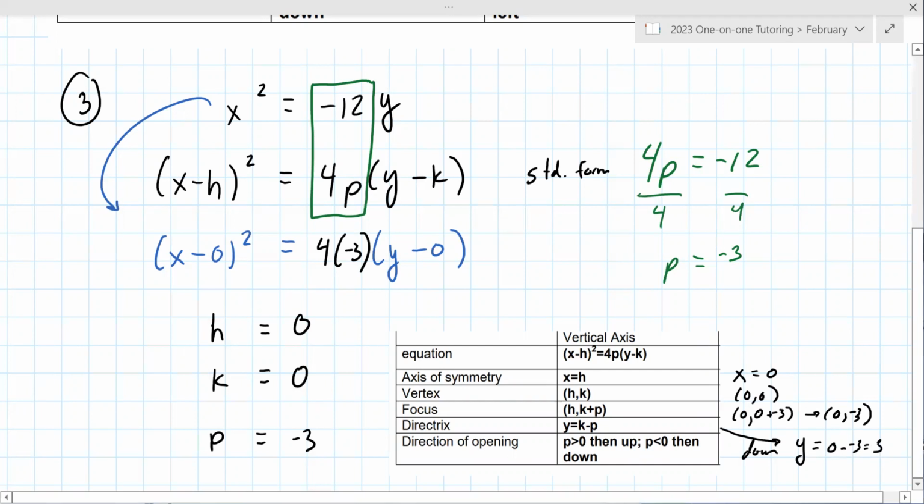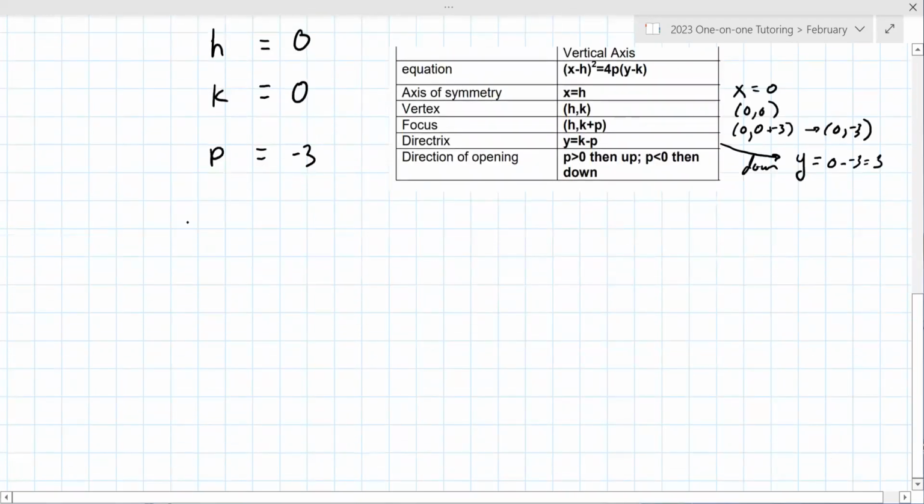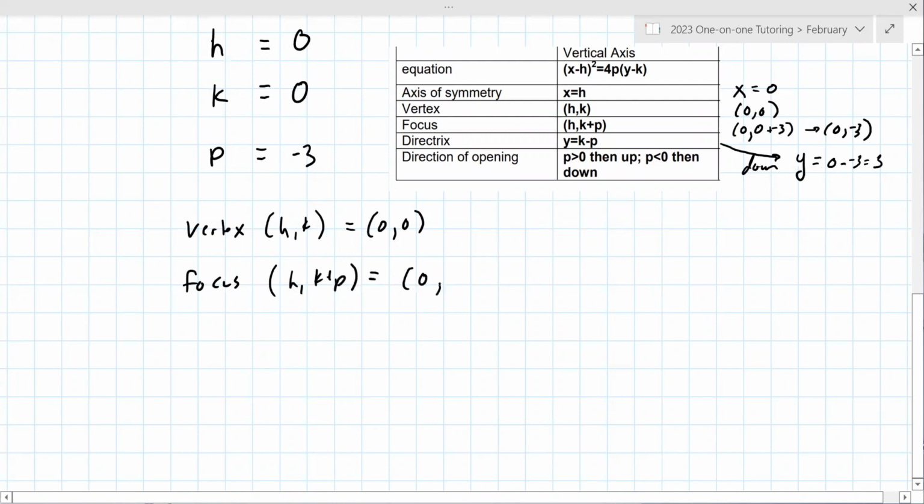The way I would want you to present your answer is more like this. The vertex is h comma k, and that's 0, 0. The focus is h comma k plus p, and that's 0, -3. And then the directrix is y equals k minus p, which is y equals 3. And we know that this thing opens down. You want to summarize your findings. Right. Okay.